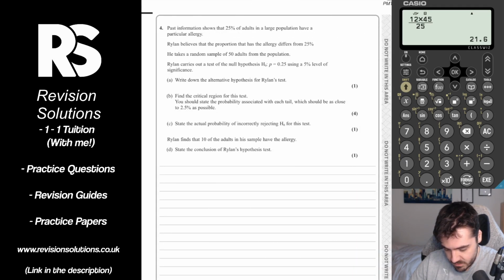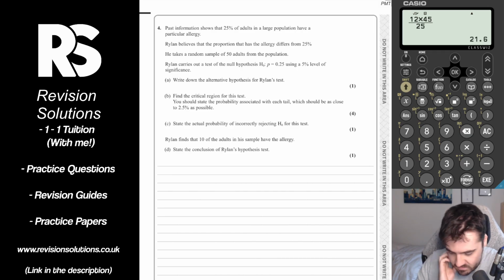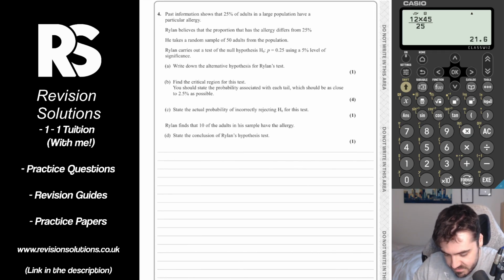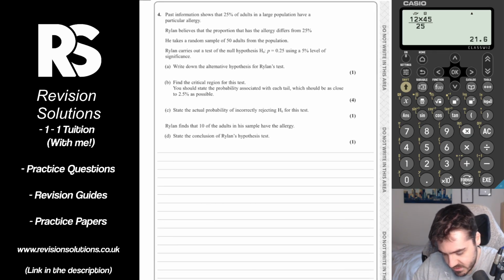Okay, moving on to the next question, question 4. It says, past information shows that 25% of adults in a large population have a particular allergy. Ryland believes that the proportion that has the allergy differs from 25%. He takes a random sample of 50 adults from the population. Ryland carries out a test of the null hypothesis, saying the p-value, the probability of having the allergy, is 25%, using a 5% level of significance. Write down the alternative hypothesis.